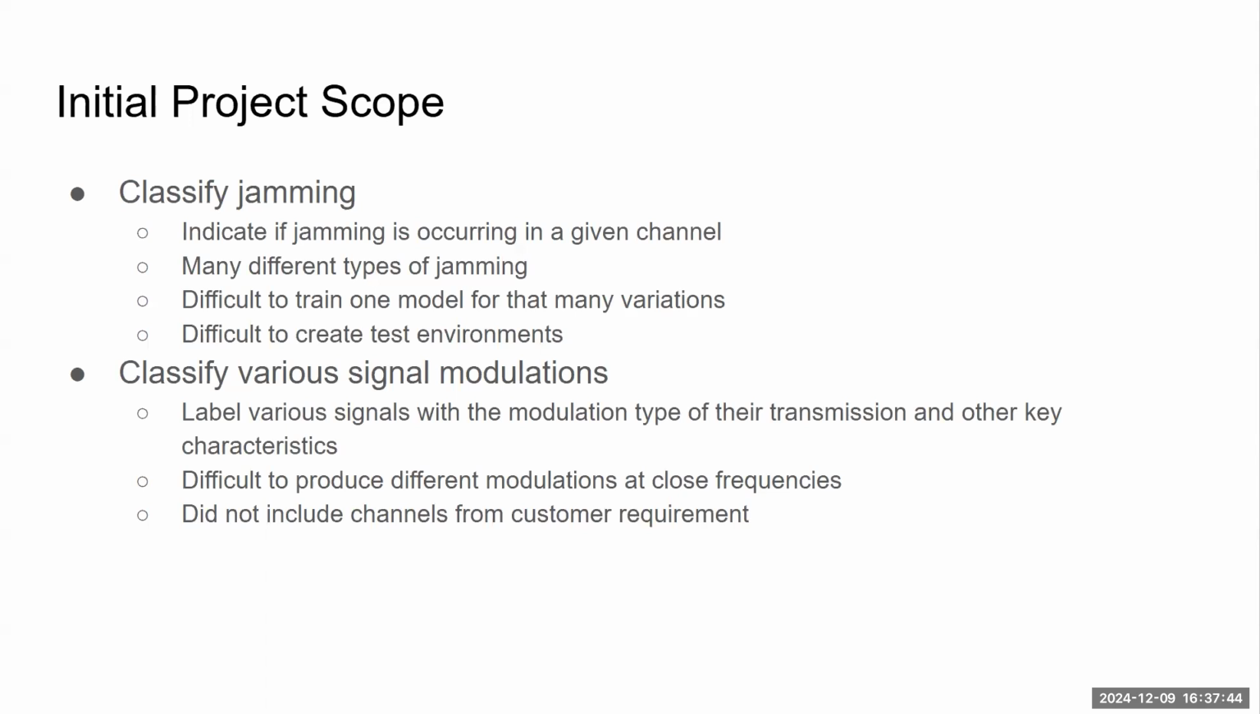Narrowing the project scope was a significant challenge. The original scope of classifying jamming was very broad and difficult to implement, as there are many different types of jamming, and creating a test environment was not feasible.